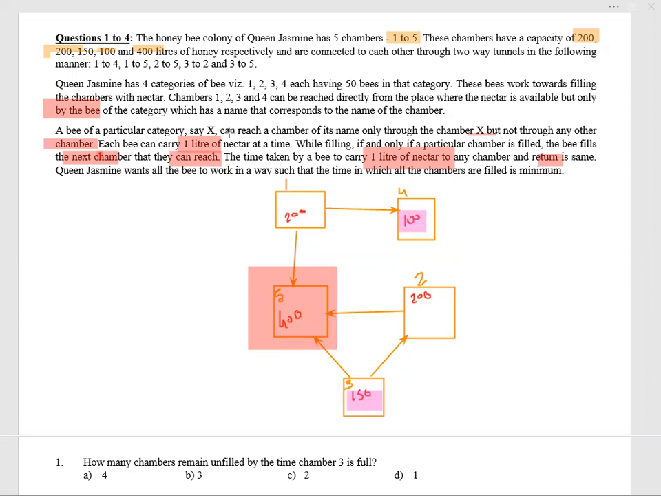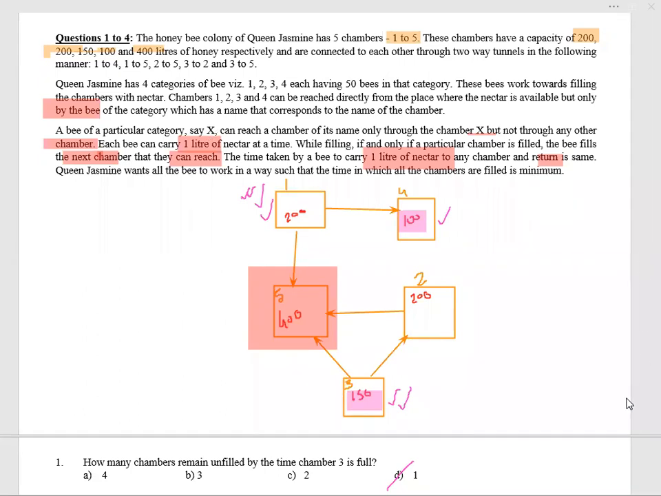So I can assume in this way: first 100 minutes, let's say, 100 filled here, 100 filled here, 100 filled here. Next 50 minutes, 50 filled here. Next 50 minutes, 50 filled here. And the bees who are available here, in the next 50 minutes can make up for 1 also. So apparently it looks like by chamber 3 only 4 can be filled up, but actually if they work smartly, they can fill up 1 also. Okay.